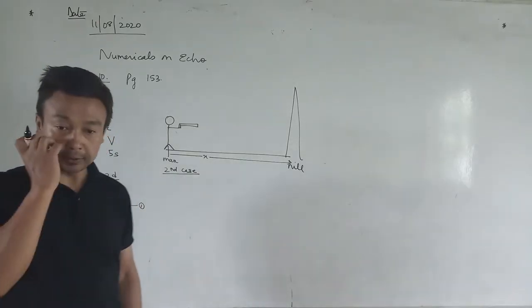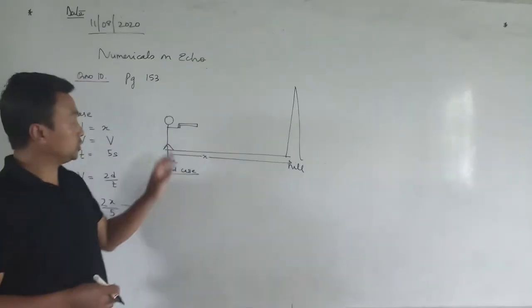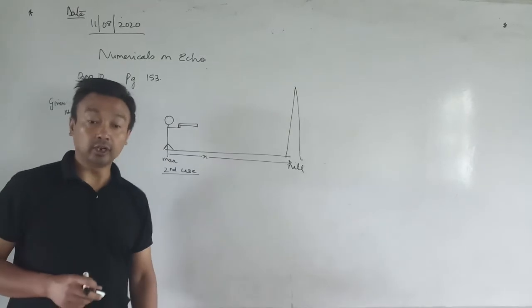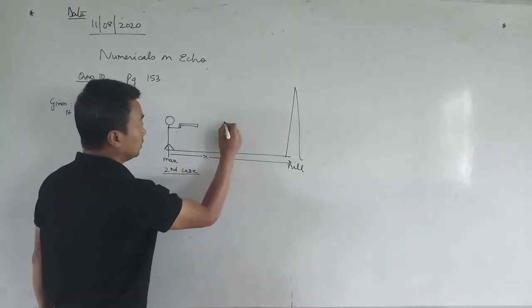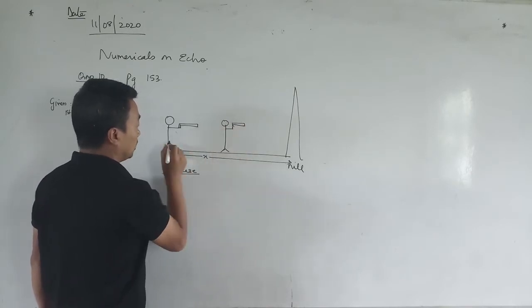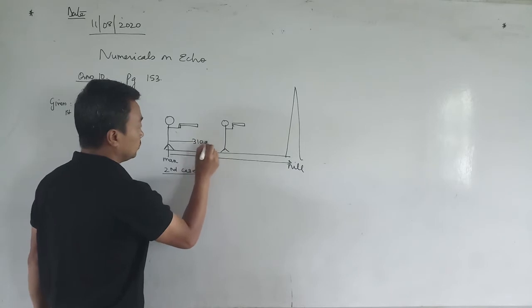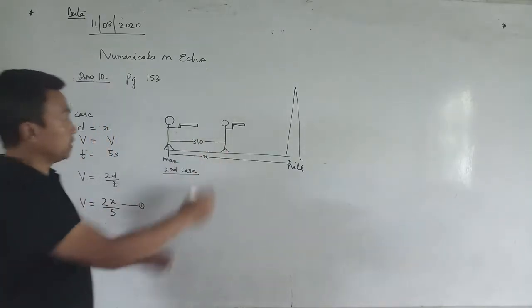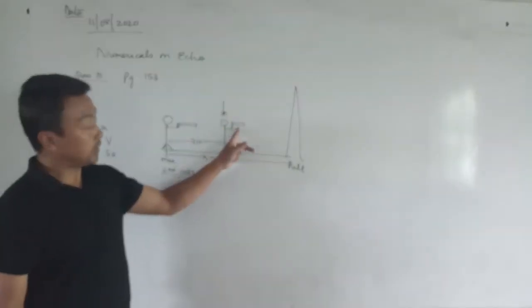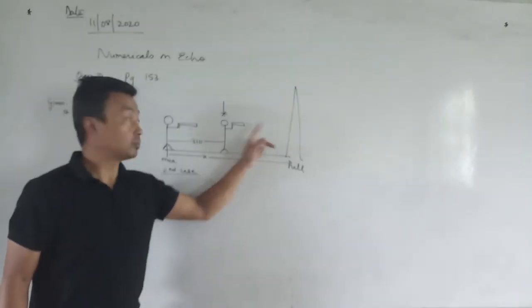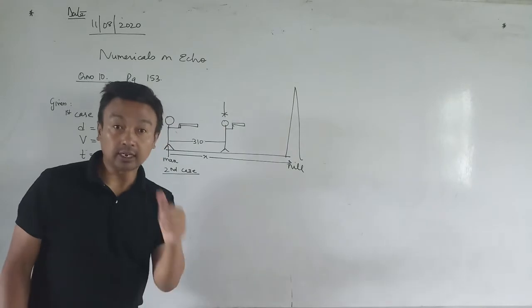In the second case, the man moves 310 meters towards the hill. So suppose this man is moving towards the hill. Suppose the man moves up here. How much distance does he move towards the hill? 310. Now the man is positioned in this position. Now the man again fires the gun and the sound is heard, in this case after 3 seconds.